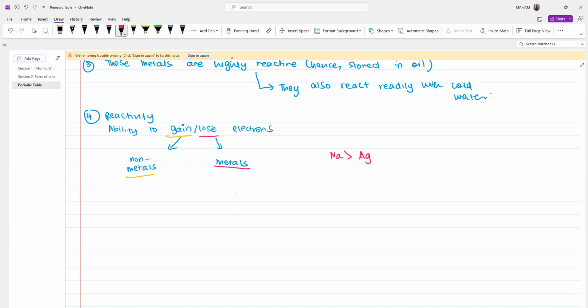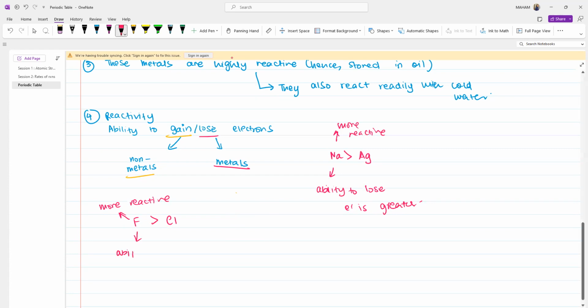For example, sodium is more reactive. That means its ability to lose electrons is greater or lesser, if I tell you that it's more reactive? It can lose electrons more easily. So basically, its ability to lose electrons is greater in this case. And if I talk about non-metals, fluorine and chlorine, and I tell you that fluorine is more reactive, then we can say that the ability for fluorine to gain electrons is greater. Why? Because it's more reactive.